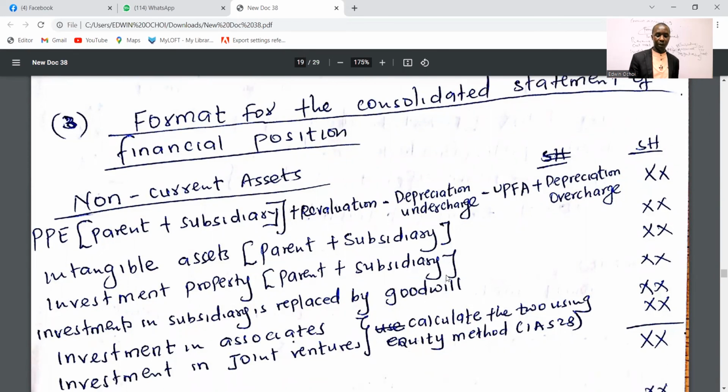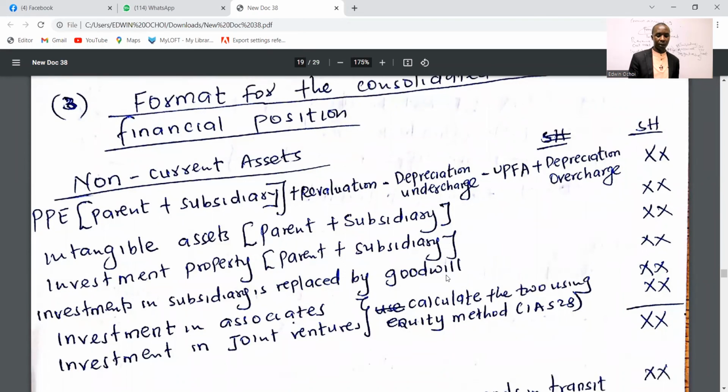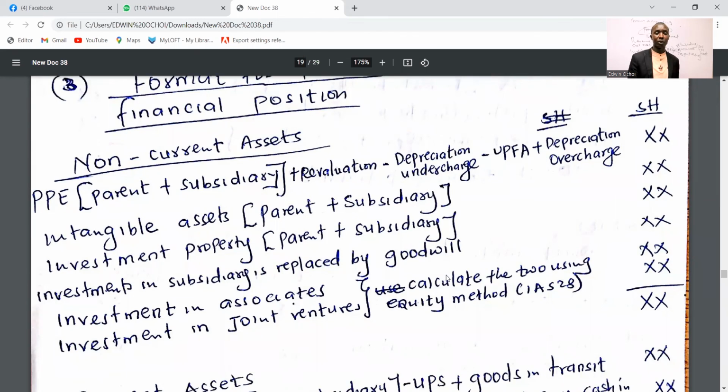For intangible assets, it is parent plus subsidiaries. Investment property, parent plus subsidiaries. Investment in subsidiaries is replaced by goodwill. So you will be given the cost of investment, the investment the parent made in the subsidiary. So that investment, you have to check what the goodwill of that subsidiary is, which the parent acquired. For investment in associates and joint ventures, we account for them using the equity method. I will mention it later.